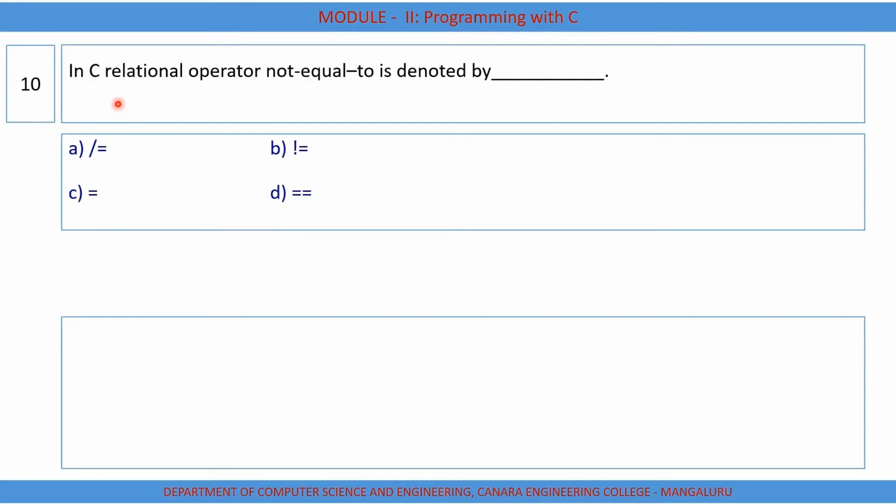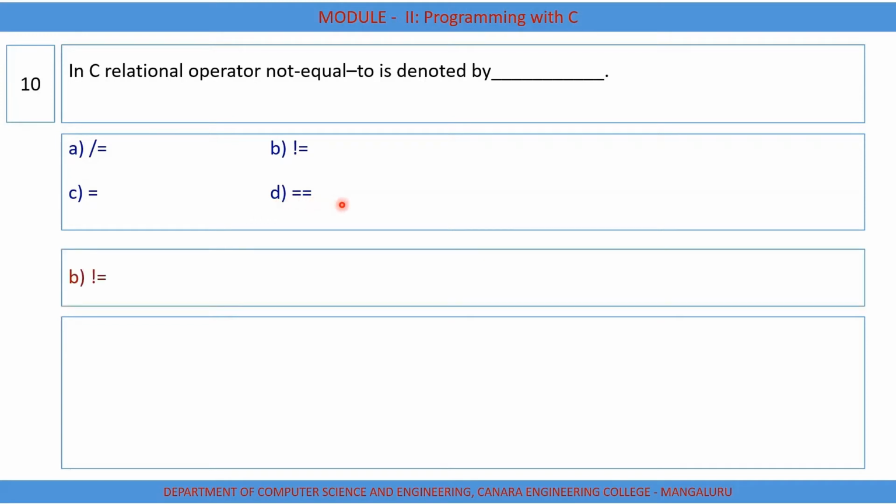Next, in C, the relational operator not equal to is denoted by which symbol? A, division equal to. B, not equal to. C, equal to. D, equal to equal to. So the correct answer is B, not equal to. This symbol is used to represent the relational operator not equal to.